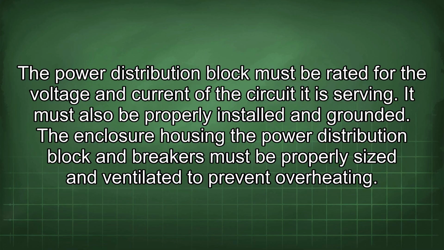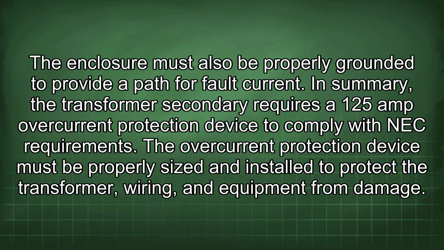It must also be properly installed and grounded. The enclosure housing the power distribution block and breakers must be properly sized and ventilated to prevent overheating. The enclosure must also be properly grounded to provide a path for fault current. In summary, the transformer secondary requires a 125 amp overcurrent protection device to comply with NEC requirements.